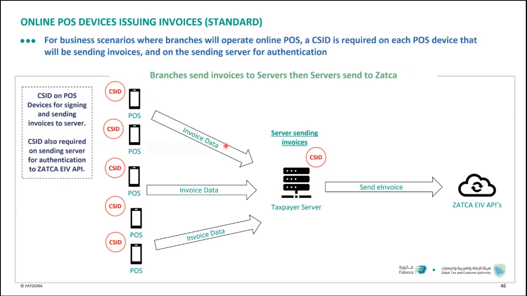Similar scenario, however, in this scenario we can see that the point of sale is issuing, while the centralized server is sending. In that case, since the point of sale is issuing, it has to have its own unique CSID. And the server itself, which is also sending, will have to have its own CSID. As we have mentioned before, since this point of sale is issuing, it has to have the CSID, and this one is sending, so it has to have its own CSID.